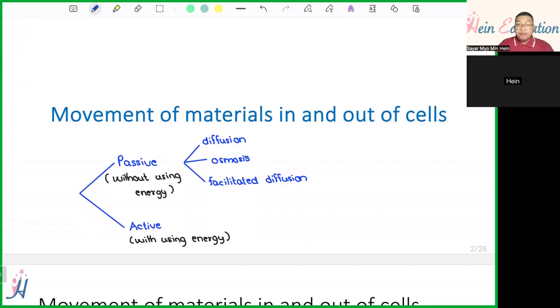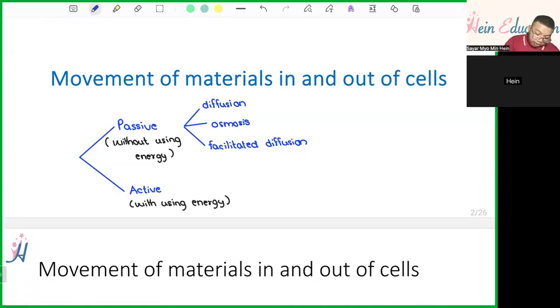And for the movement, we can subdivide it into two main types of transport. One will be passive transport, which is without using energy. Another one is active transport, meaning that it is using energy. Under passive transport, there are three different types of transporting methods: diffusion, osmosis, and facilitated diffusion.